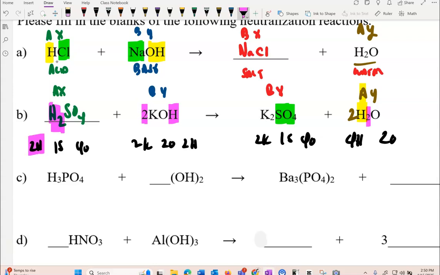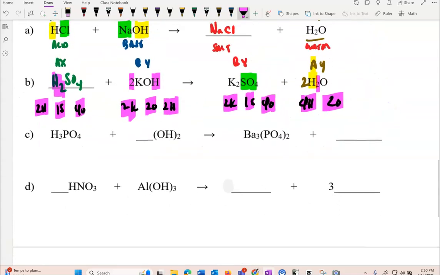I see 2 hydrogens here, plus another 2 is 4. 4 hydrogens here. 1 sulfur, 1 sulfur. 2 potassiums, 2 potassiums. 4 plus 2 is 6 oxygens, and 4 plus 2 is 6. And that's all you do. All right, let's try this on part C.